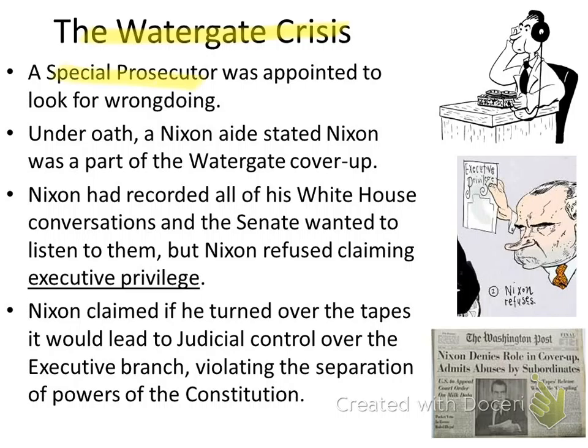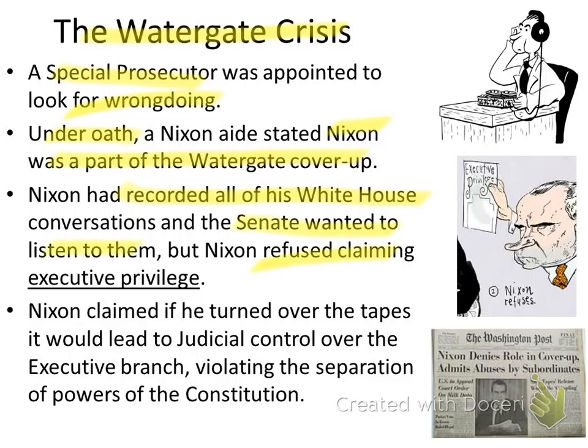So we continue with the Watergate crisis. A special prosecutor was appointed to look for wrongdoing. Under oath, a Nixon aide stated that Nixon was part of the Watergate cover-up. Well, how did we know this? Nixon had installed recording devices in the White House, in the Oval Office, so he could record his conversations for future generations to hear.